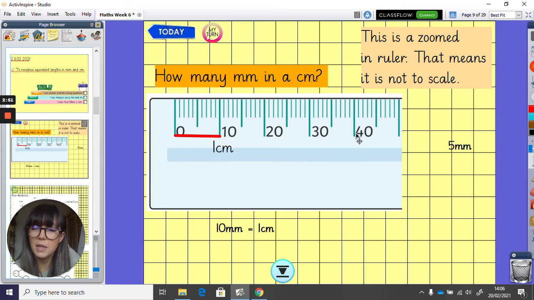Now, the last thing we need to think about is we know what these really long lines mean. They equal a centimetre. But what about these middle lines? They're bang in the middle of 0 and 10 millimetres. So how are you going to work out how many that is? An easy way: what's half of 10? What's halfway between 0 and 10? It is 5. So these are always going to be the multiples of 5 millimetres. So there would be 15 millimetres there, 25 there, 35 there, 45 there.